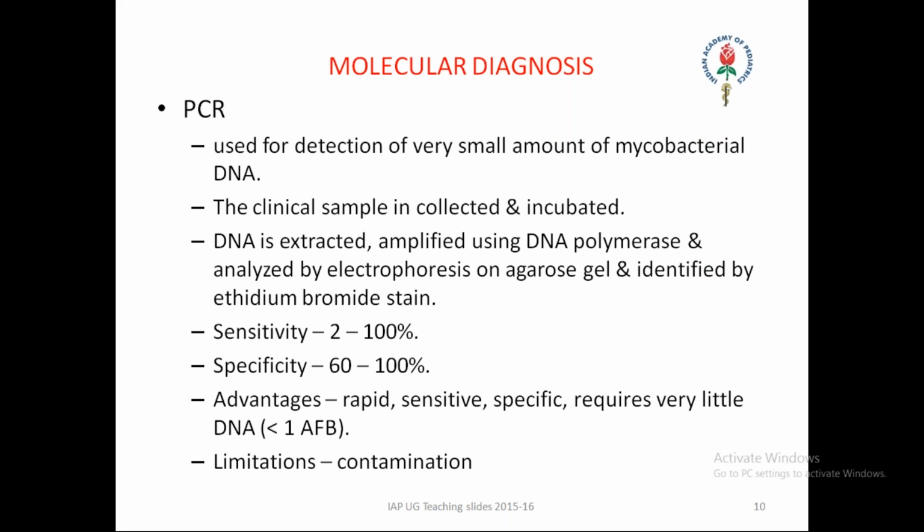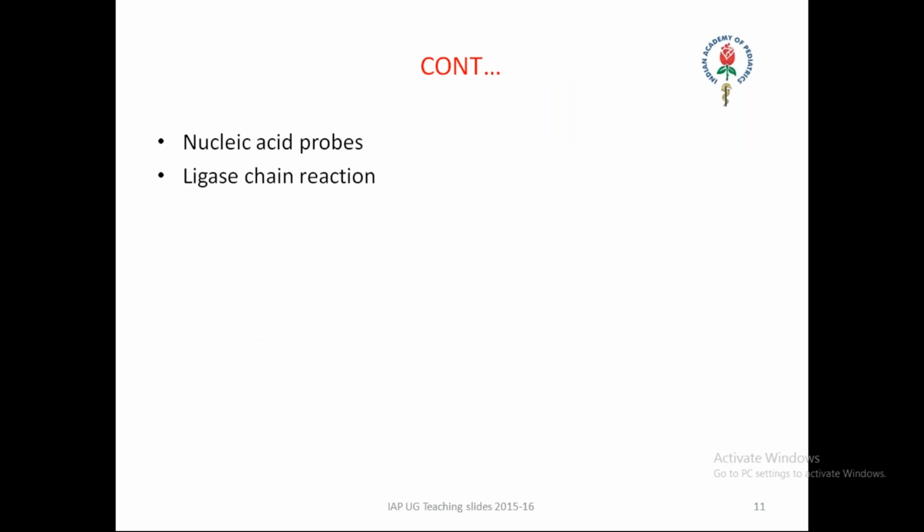Sensitivity is 2 to 100% and specificity 60 to 100%. The advantages are that it is very rapid, very sensitive, very specific, and requires very little DNA. Even if the organisms are very few in the early stage or there is very little infection, it is sensitive, rapid and specific. Limitations are, as usual, contamination, which is one of the major limitations. We can also use nucleic acid probes and ligase chain reactions. These are the other methods.